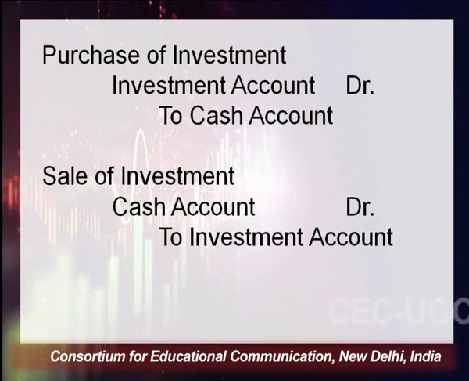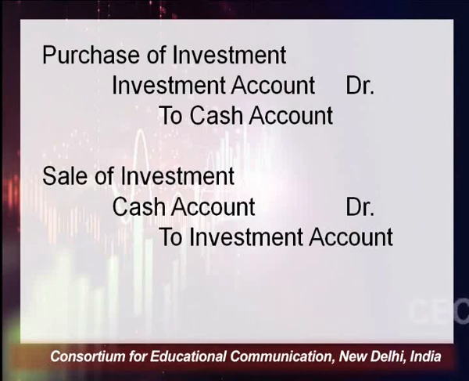So both are assets in this case. Investment is an asset and cash is also an asset, and all types of assets come under real account. The rule of the real account says debit what comes in, credit what goes out. So what is coming in? Investment. So the investment account would be debited, and since we are buying this investment, we have to pay cash, so we have to credit the cash account. So the entry would be investment account debit to cash account.